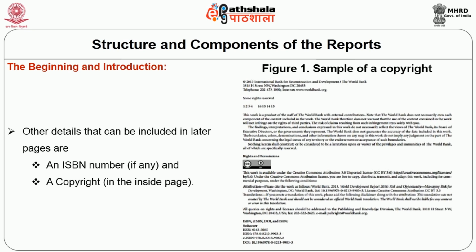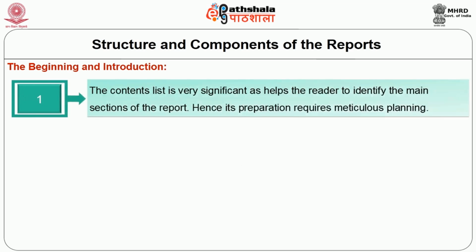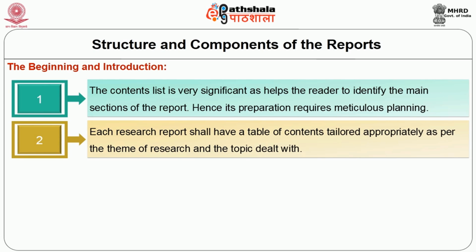You may refer to the figure that is provided in the report for a sample of the contents of the copyright, permissions and the ISBN details. The contents list is of a lot of significance and it helps the reader to identify the main sections of the report. Hence, its preparation requires meticulous planning. Each research report shall have a table of contents tailored appropriately as per the theme of the research and the topic dealt with.